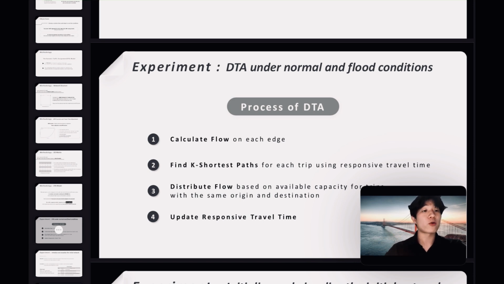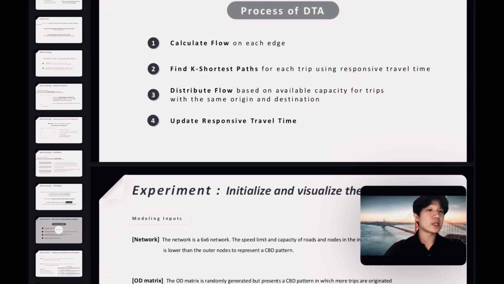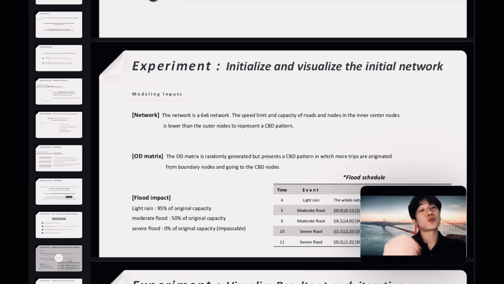Meaning that for each trip, the model looks for the fastest routes. Third, distribution of traffic. It allocates traffic across paths, avoiding overcapacity. And lastly, it updates the travel times, meaning it repeats steps 1, 2, 3 continuously until the DTA model is stable.